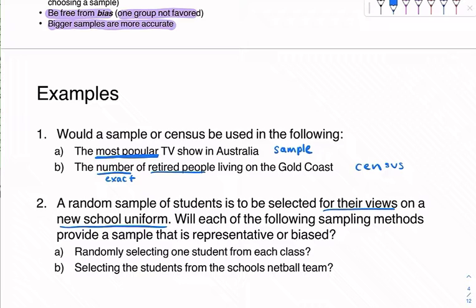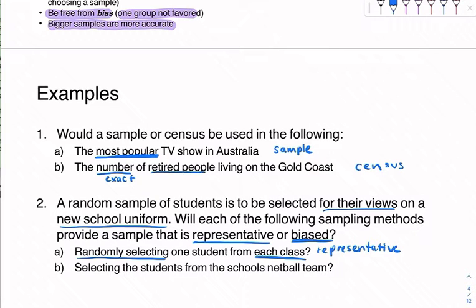Our second example here tells us a random sample of students is selected for their views on a new school uniform. Will these following sampling methods provide one that is a good representation, so representative, or biased, so one that is not very well representing all the students in the school? So our first one has randomly selecting one student from each class. So they go to each homeroom in the school and randomly select one student from the homeroom. Overall, that will give us quite a representative sample, as it is someone from each year group, but they've been randomly selected.